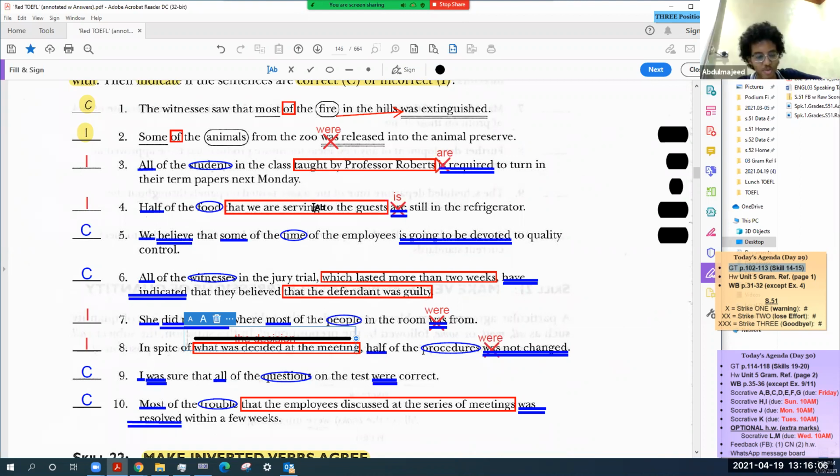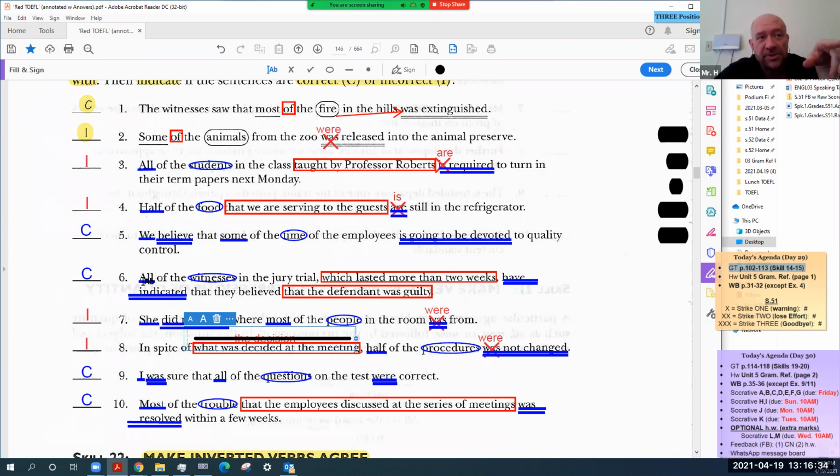Half of the food that we are serving to guests is, what kind of a clause is that? Adjective clause. Yes. This is an adjective because it describes the food. It tells you which kind of food, so it's an adjective. Okay.